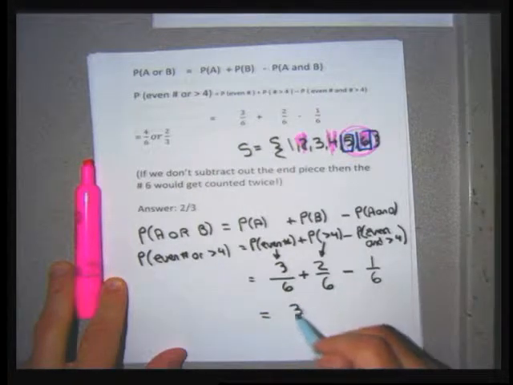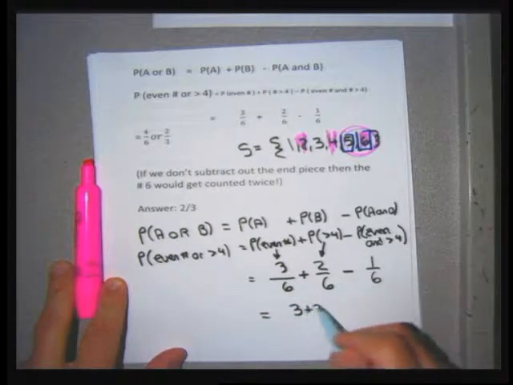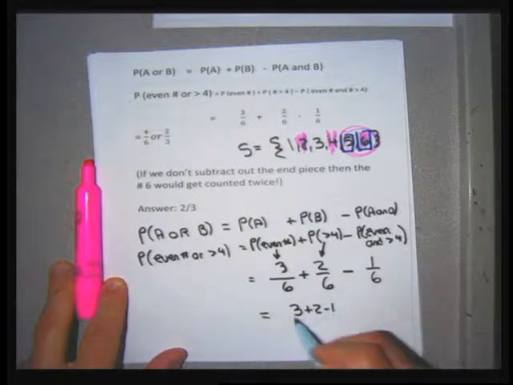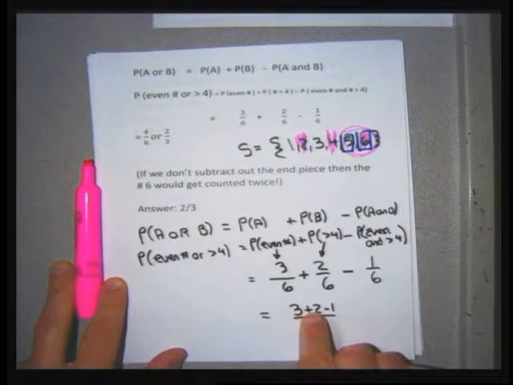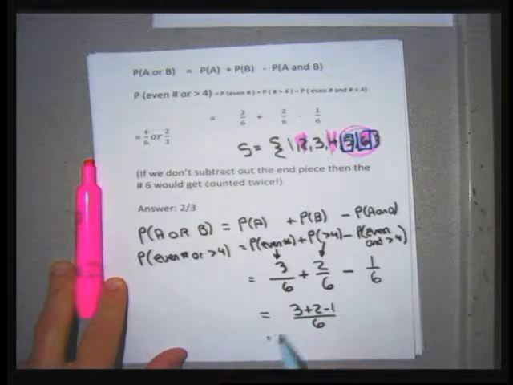So I'm going to go 3 over 6 plus 2 over 6 minus 1 over 6 equals 3 plus 2 minus 1 over 6, because if fractions are being added or subtracted with the same denominators, the denominators don't change, the numerator does. So 3 plus 2 is 5, minus 1 is 4. So you get 4 over 6, which is 2 over 3.